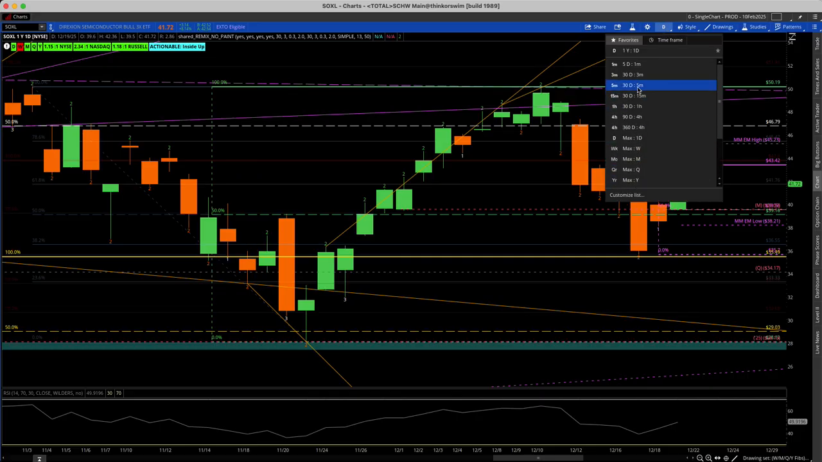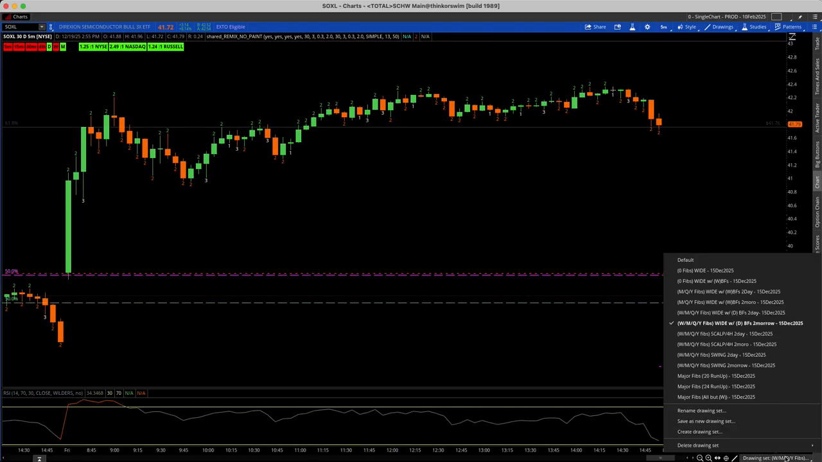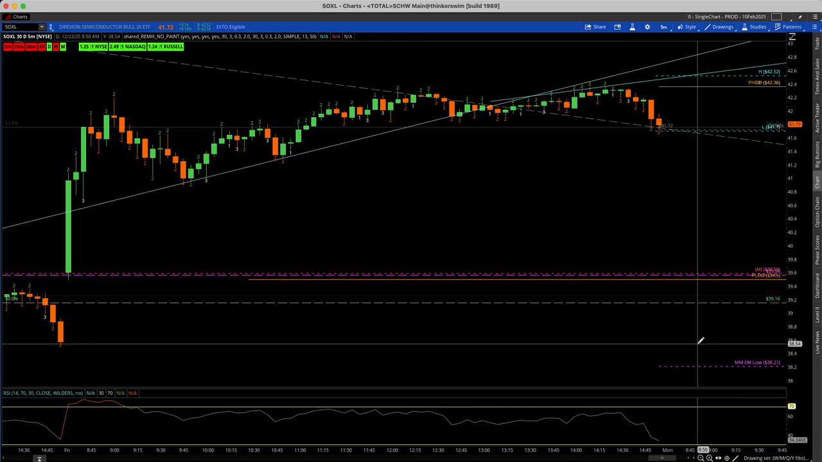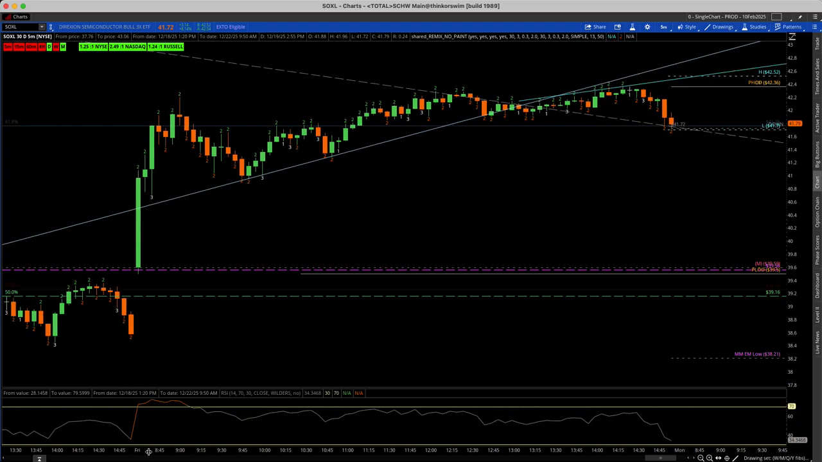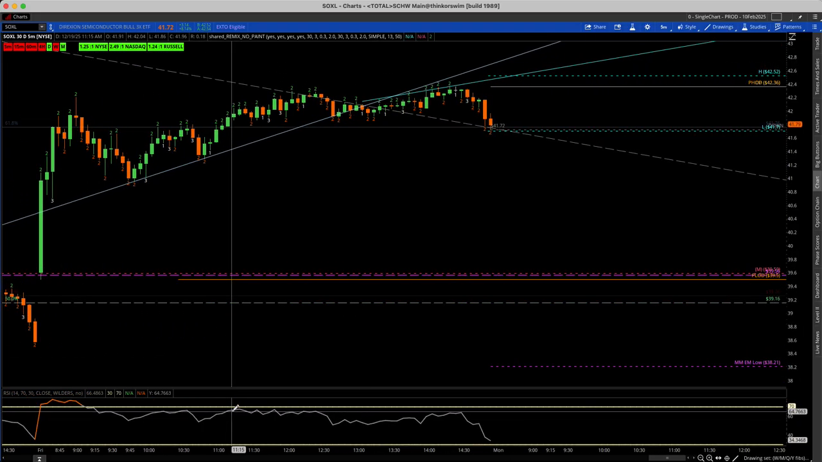Let's go ahead and zoom on in and set our 4-hour markers and our triggers and targets for Monday, and we'll get into the week here in a second.